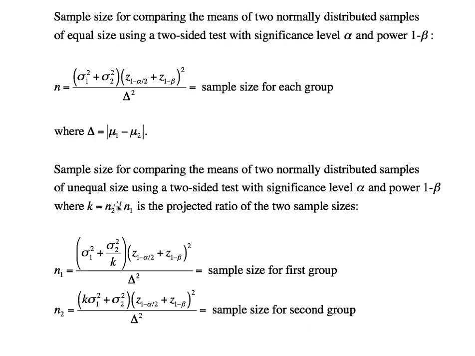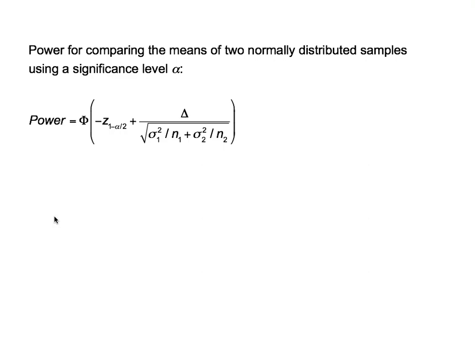But remember I've told you before that a lot of times when we're comparing two samples, we don't have to have equal sizes. We can do unequal sizes. And if we do unequal sizes, then these are expressions for how we determine the sample size in one group and the sample size in another group. In this, K is something that I haven't shown you before: it's the projected ratio of those two sample sizes. Okay, and I didn't give you the expression for power under those conditions, and this is the expression for power where we have two normally distributed samples.